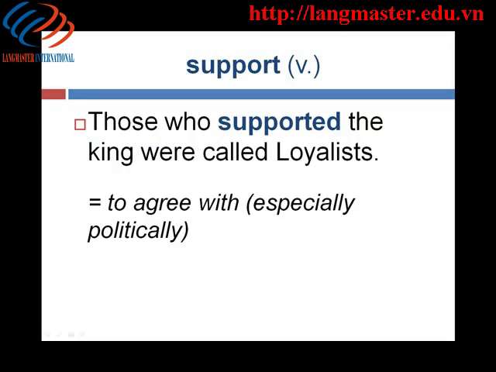Support. Those who supported the king were called loyalists. Support can mean to agree with, especially to agree politically.